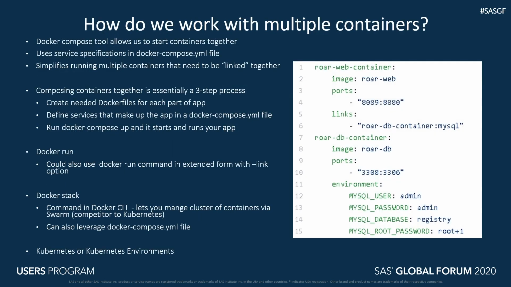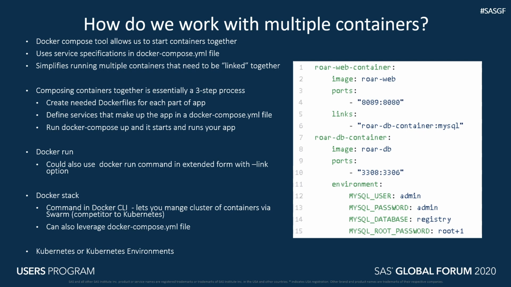So the question becomes, how do we work with multiple containers? We now have this idea of what a container is: it's based off an image and has a read-write layer. But most applications are not going to be a single container. They're going to be multiple containers. For example, the demo application that I'm using throughout this presentation has both a database piece and a web app piece. So I have a container for the web-based piece and a container for the database piece.